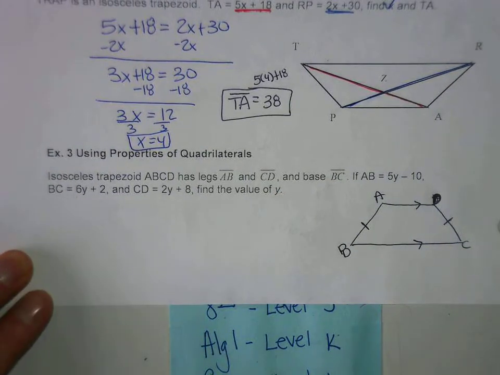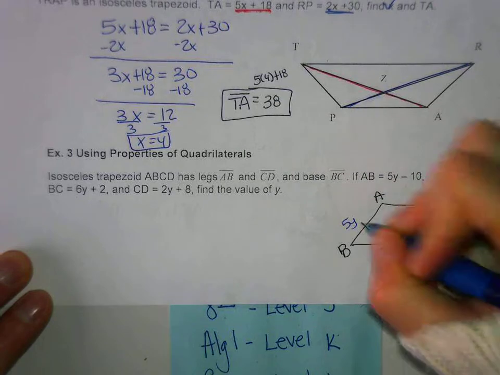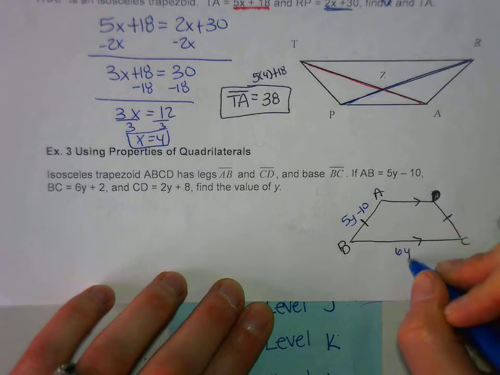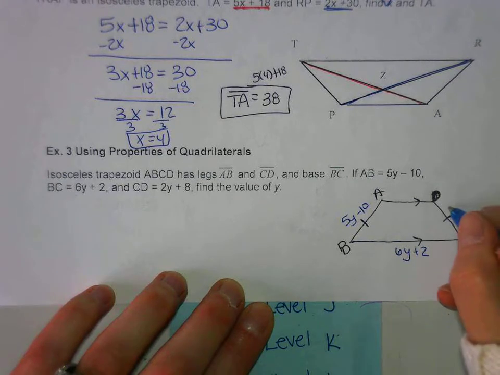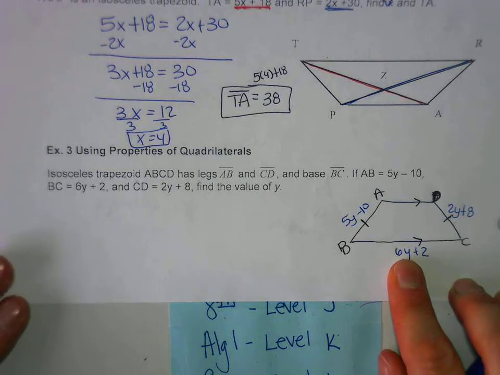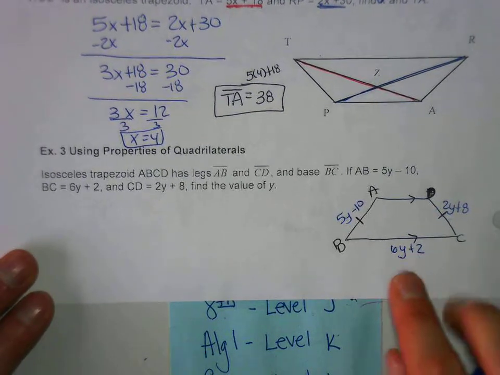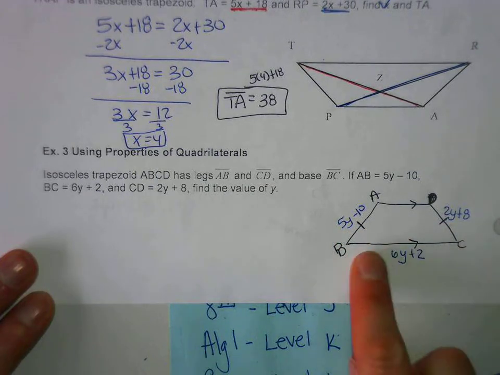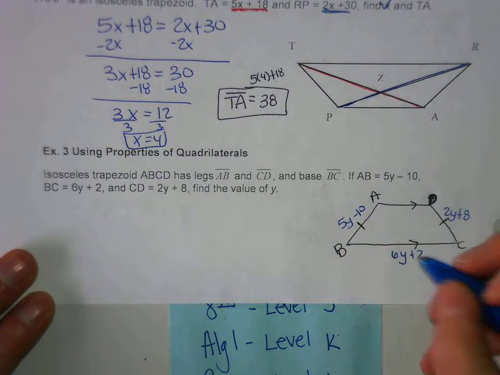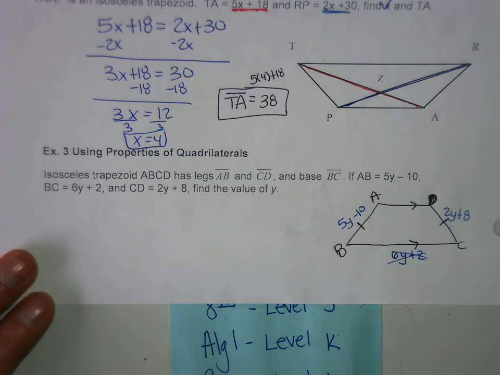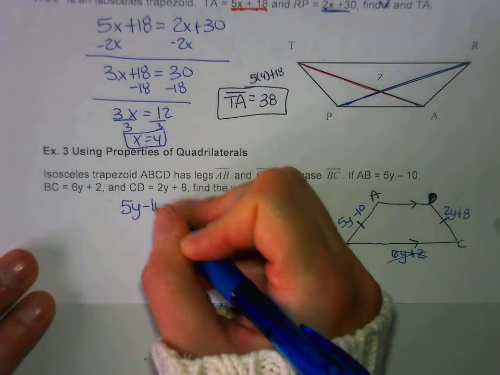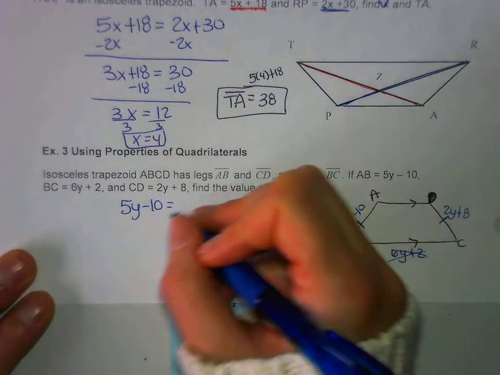AB is 5y minus 10, BC is 6y plus 2, and CD is 2y plus 8. I want to find the value of y. So I'm looking at my picture. These two I know are congruent to each other. This one is not congruent to any of them. So actually this is more of a distractor, so we're not going to use 6y plus 2. But I do know that 5y minus 10 is going to equal 2y plus 8.